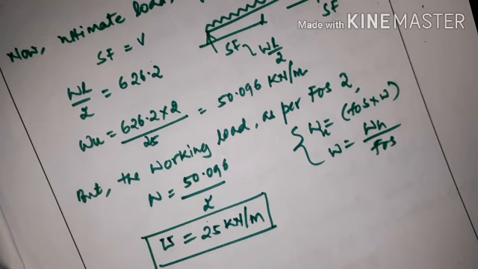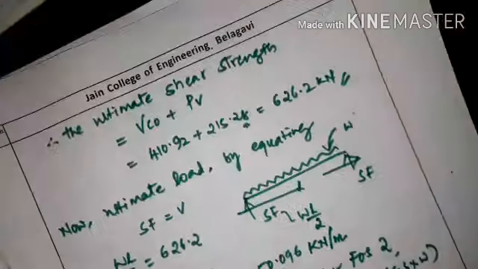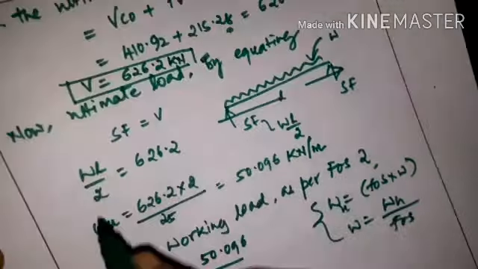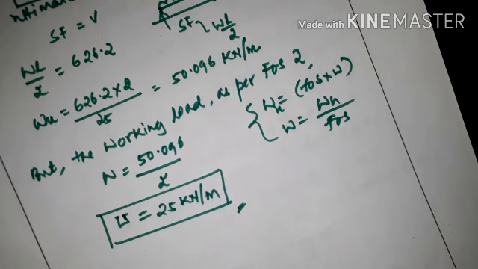So this is regarding the calculation. We got the shear strength, V is equal to 626.2 kilonewton. So we got the two solutions: one is V, and one more is the ultimate load as 25 kilonewton per meter. Okay, thank you.